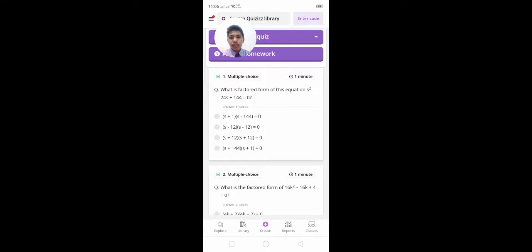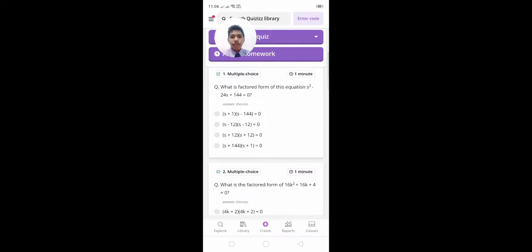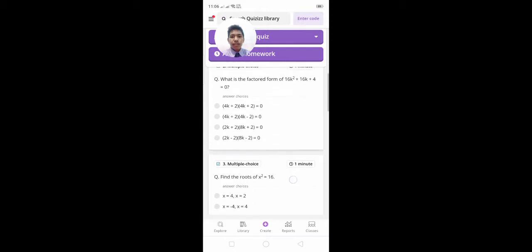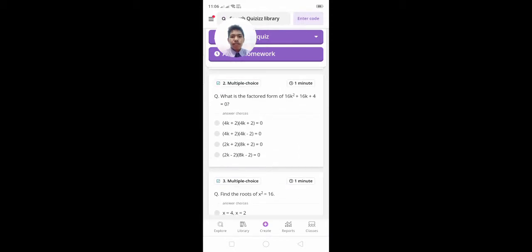Okay, I just want to remind you that this is the structure of our quiz. What is the factored form of this equation? x squared minus 24x plus 144 is equal to 0. We have our second question. What is the factored form of 16k squared plus 16k plus 4?